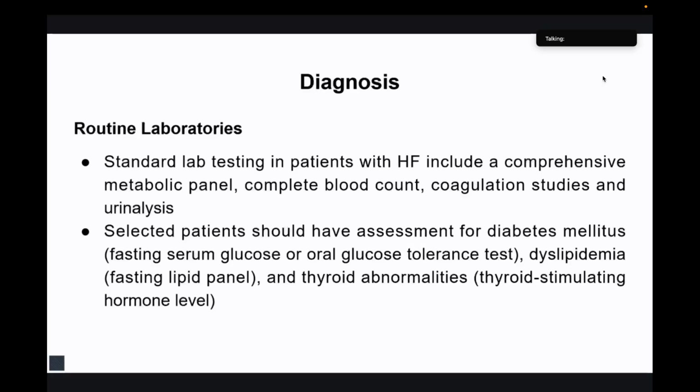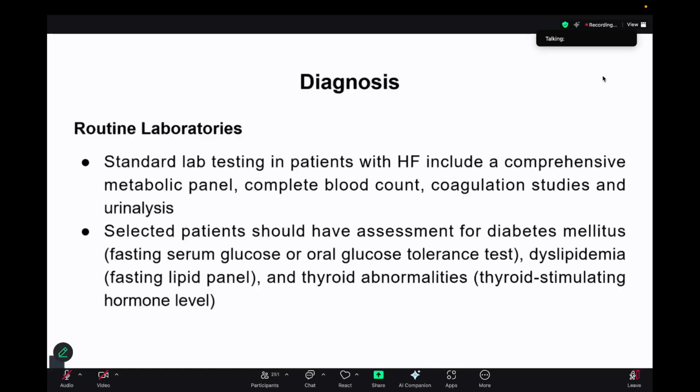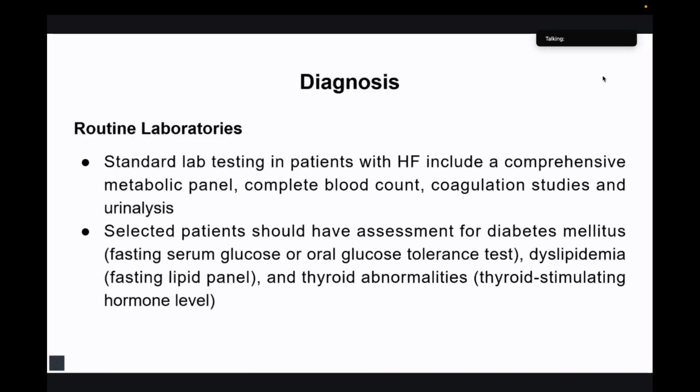So, in patients presenting with heart failure, routine laboratory tests can be done. Standard lab testing includes a comprehensive metabolic panel, complete blood count, coagulation studies, and urinalysis. Selected patients should have assessment for diabetes, dyslipidemia, and thyroid abnormalities.